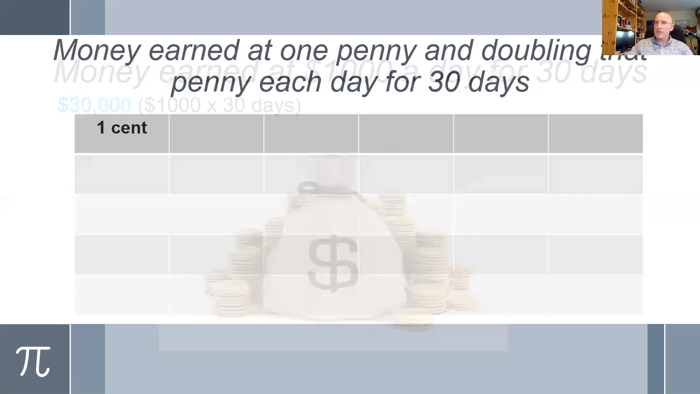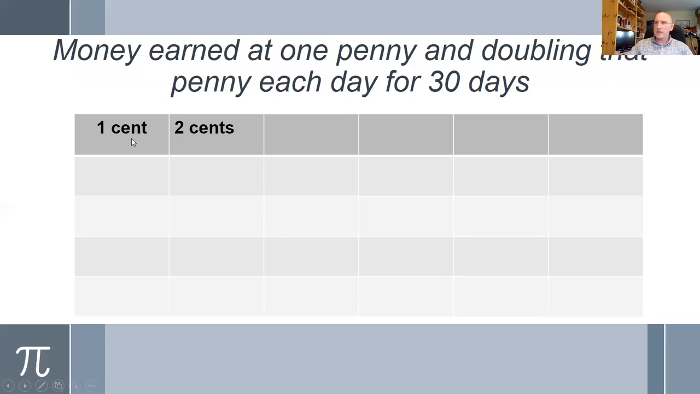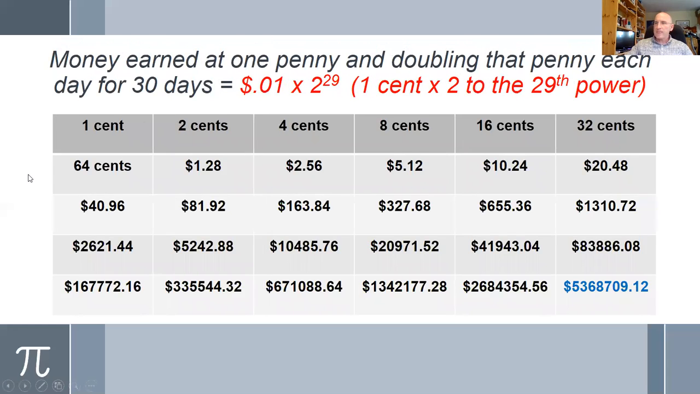Okay, now those that earned a penny and doubling that penny each day for 30 days. So on day one, you get 1 penny or 1 cent. On day two, you're going to get 2 pennies or 2 cents. But watch what happens as we go to day 3, 4, 5, 6, etc. As we go, you'll notice that by day 21, you're now earning $1,300 a day. So now it's taken you 21 days to get to $1,000. And the other group had it at $1,000 on day one.